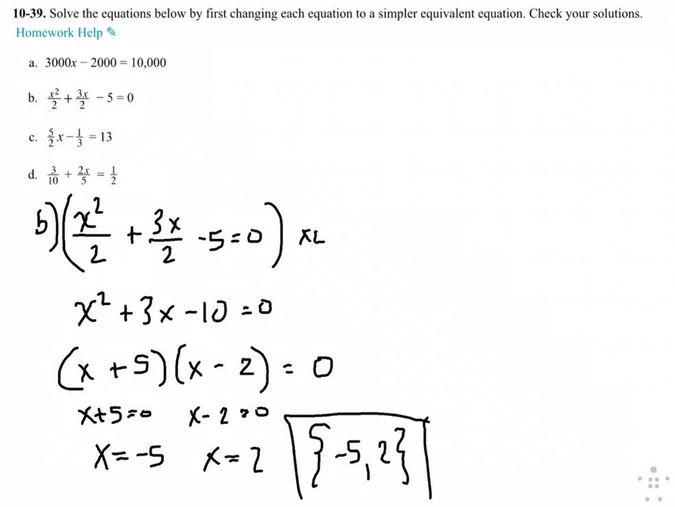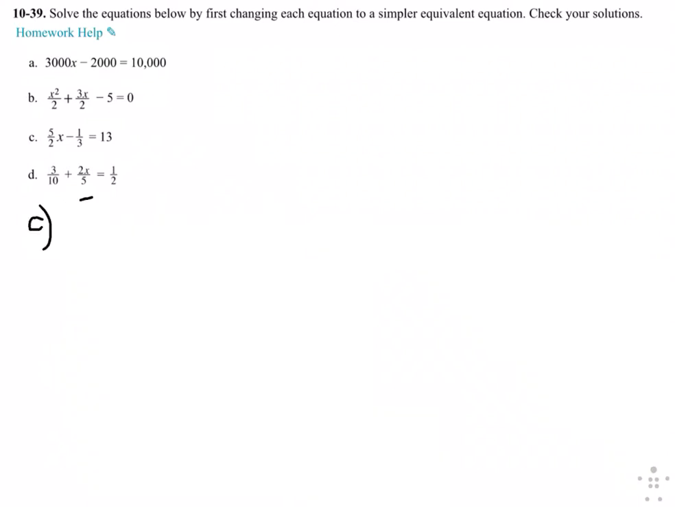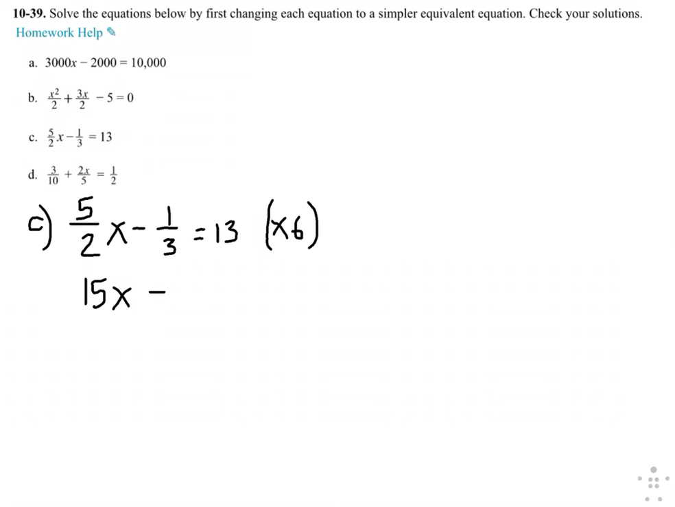And for C, let me make some space. For C, we have 5 halves x minus 1/3 equals 13. This one I'm going to multiply by the least common multiple of 2 and 3, which is 6. So I'm going to multiply both sides by 6. So 5 halves times 6 is 15x, 1/3 times 6 is 2, and 13 times 6 is 78. So we add 2 to both sides.